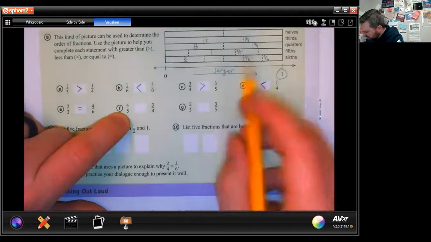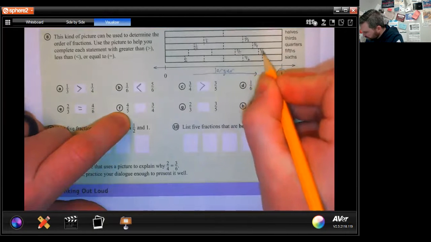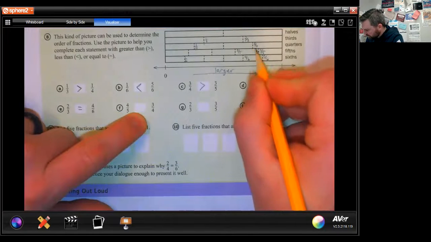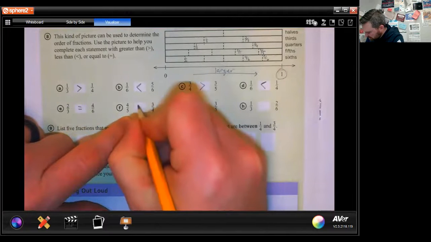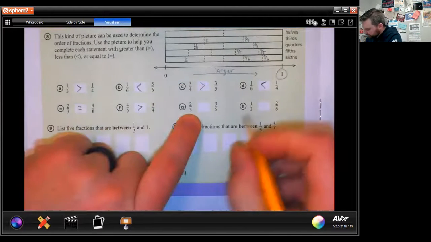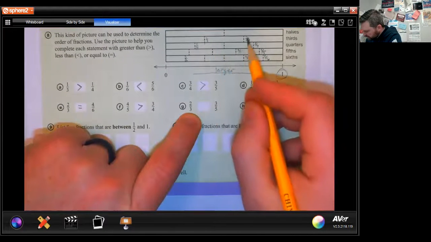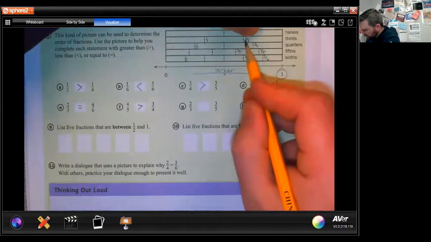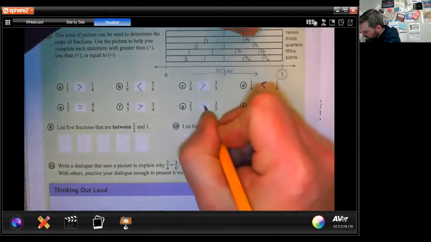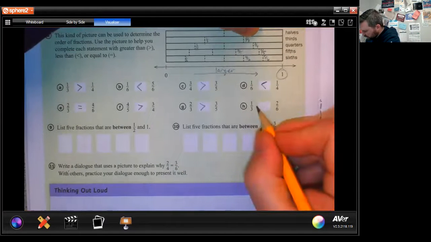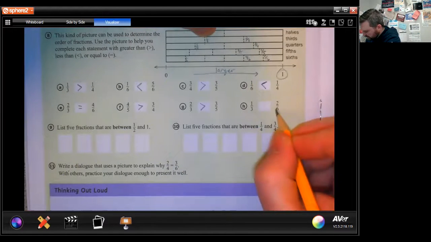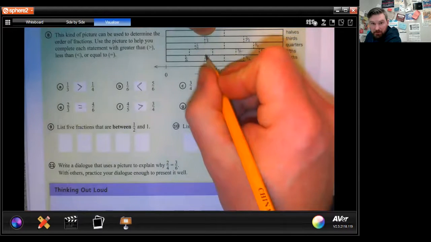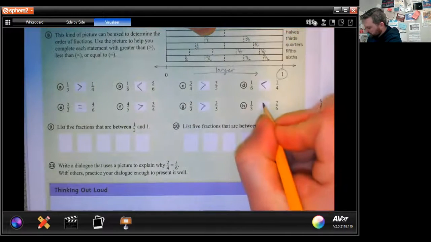4/5, so there's 3, 4/5, and 3/4, so right here. So 4/5 is bigger, so that gets greater than. 2/3 and 3/5. So here's 3/5, 2/3. 2/3 is further to the right, so it is bigger, so you get a greater than. 1/3 and 2/6. So 1/6, 2/6. Notice they're right on top of each other here, so they are equivalent.